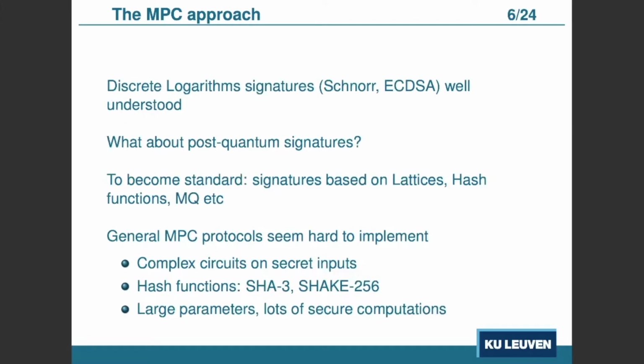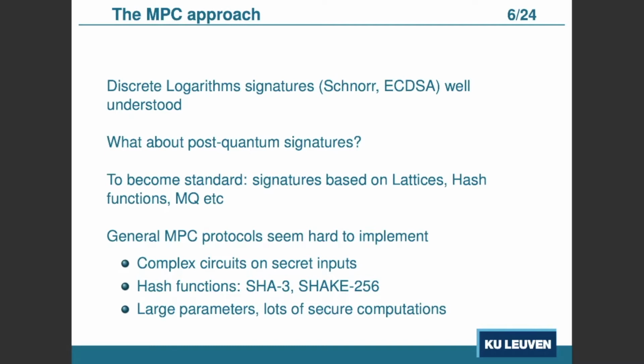A lot of work has been done to distribute signature schemes based on classic assumptions like discrete logarithms. A famous example is the standard ECDSA. However, discrete logarithms belong to a class of mathematical problems that we know cannot stand against quantum attacks, so we need to start looking at signature schemes based on post-quantum assumptions.